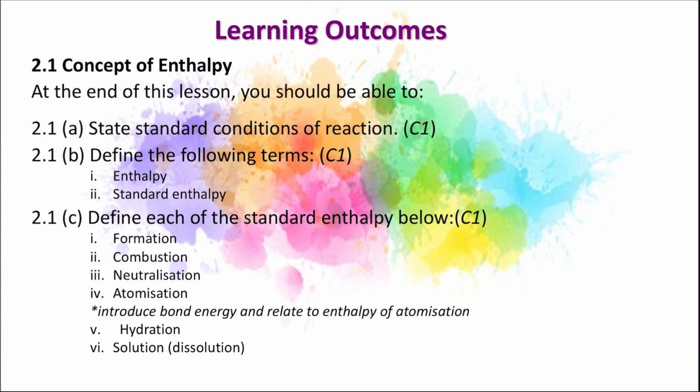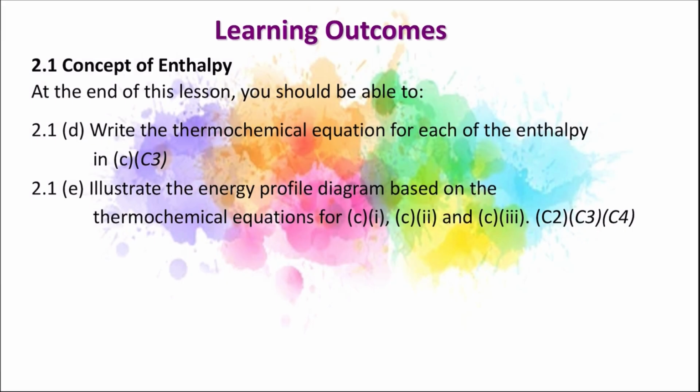And then the next one, you should know how to define each of the standard enthalpies below. There are 6 of them. The next one, you should know how to write the thermochemical equation for each enthalpy that you've learned in the previous one, 6 of them. And the last one, you should know how to illustrate the energy profile diagram based on the thermochemical equation for 6 different enthalpies.